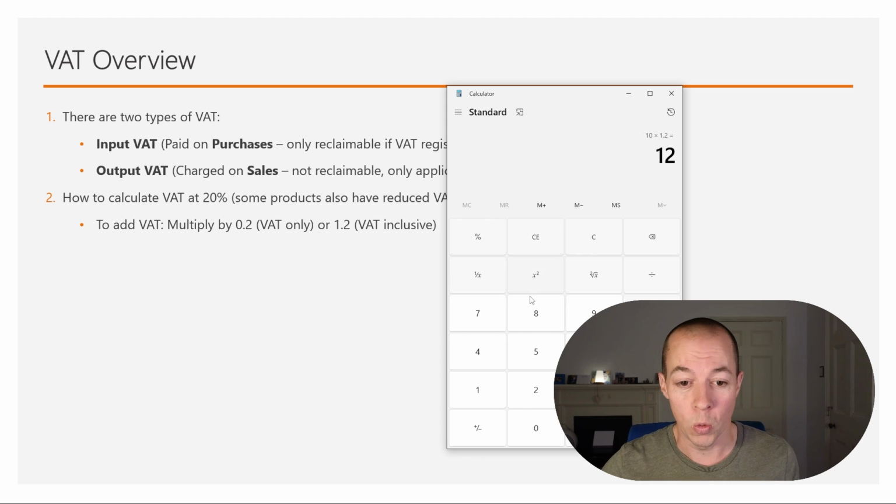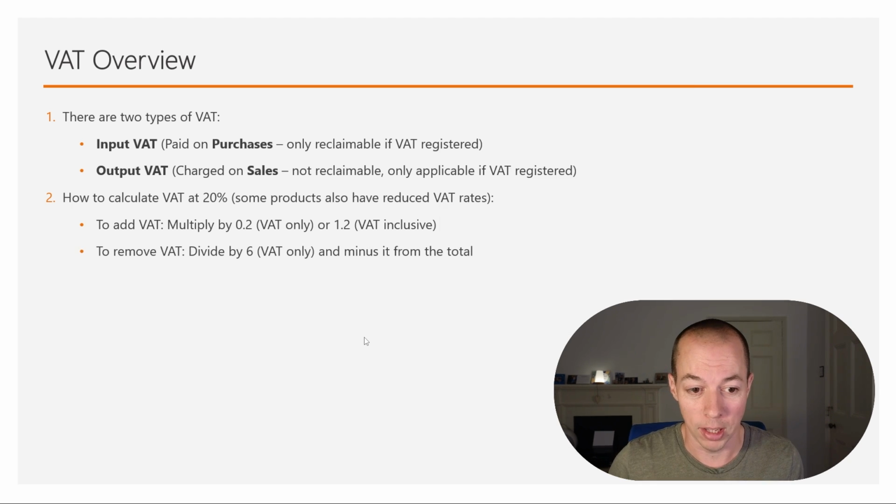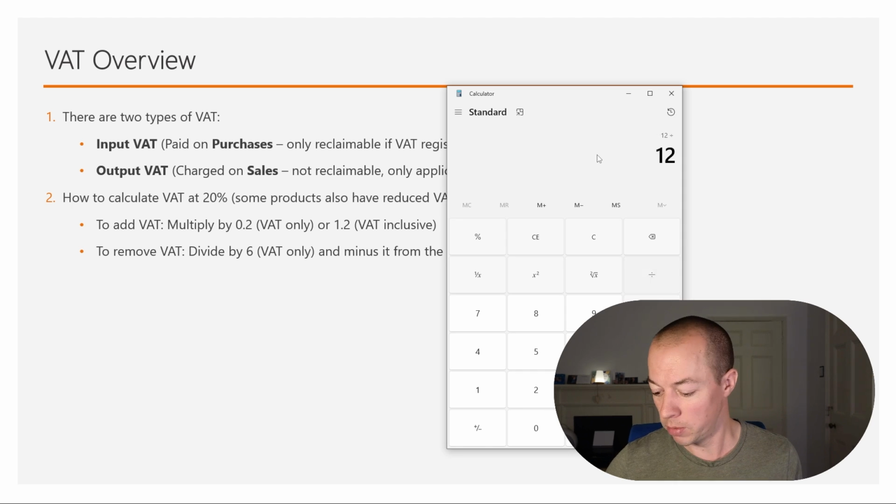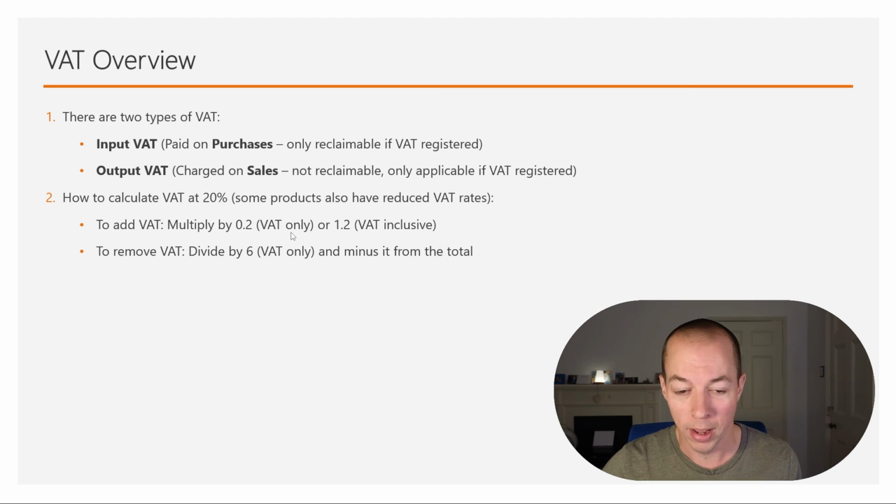Now, if you know the price you're actually selling the product at and you want to remove the VAT to find out how much VAT should be included, simply divide it by 6. And that will tell you that there's £2 of VAT built into that price. So those are the very simple calculations you can use to either add VAT or remove VAT from a price.